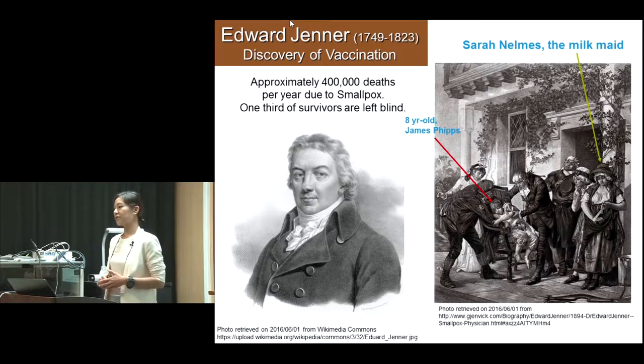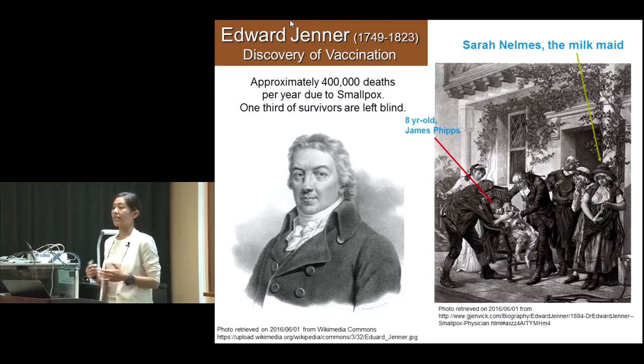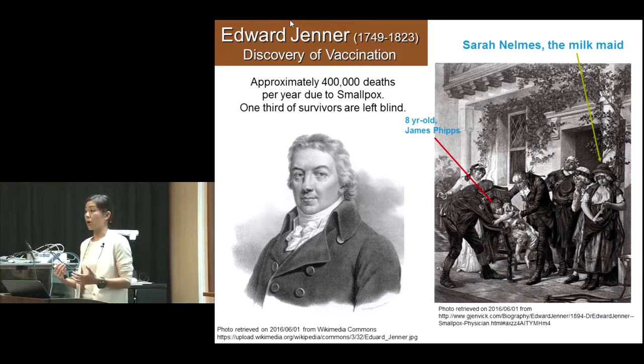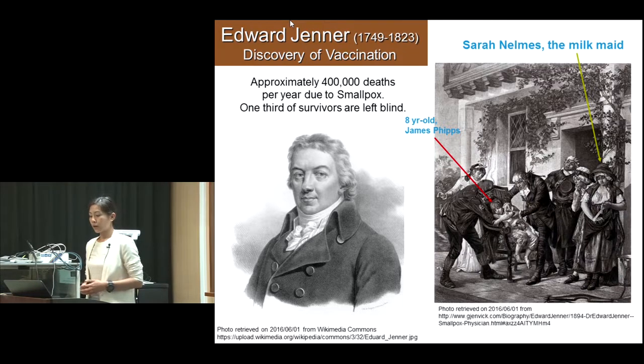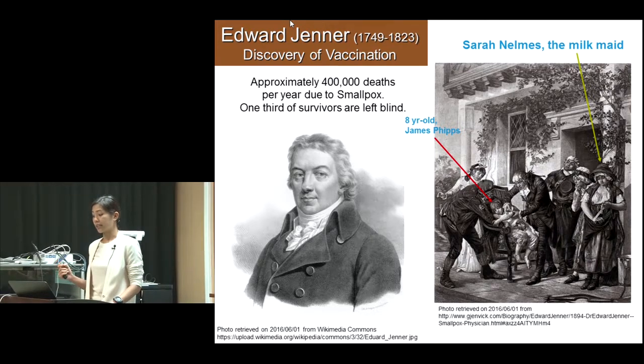But actually, variolation is a dangerous method. So Edward Jenner was interested in finding a better and safer approach to preventing smallpox. Based on his observation that milkmaids were immune to smallpox because they already had cowpox, he was convinced that cowpox could protect against smallpox. And to stress, these were purely from observation and were not based on any scientific study.